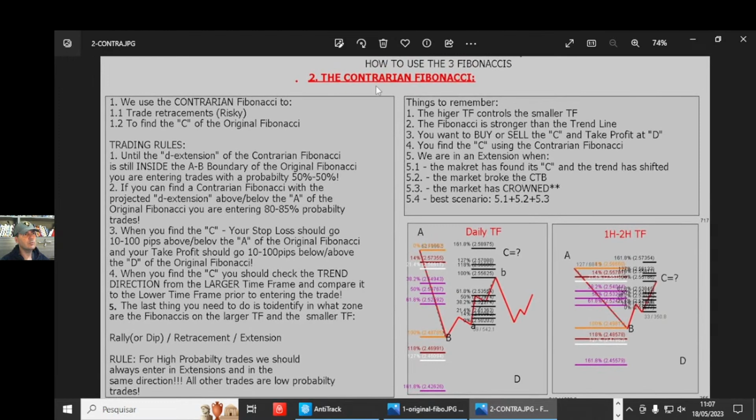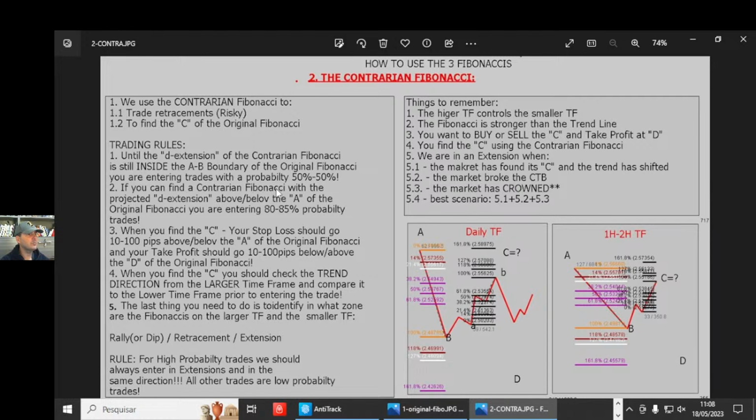Number two, the Contrarian Fibonacci, and it says we use the Contrarian Fibonacci to, number one, trade retracements. So if you like to trade retracements, if you love to trade retracements, the Contrarian Fibonacci is for you. Number two, to find the C of the original Fibonacci. Okay, trading rules: until the extension of the Contrarian Fibonacci is still inside the AB boundary of the original Fibonacci, you are entering trades with a probability 50-50. I'm going to explain this to you later.